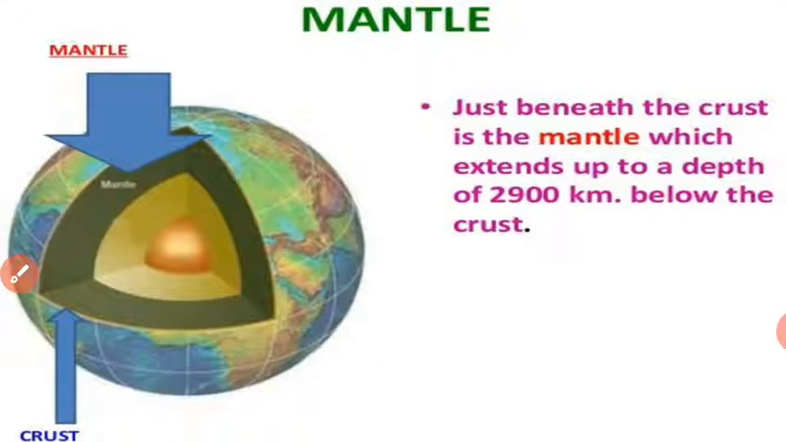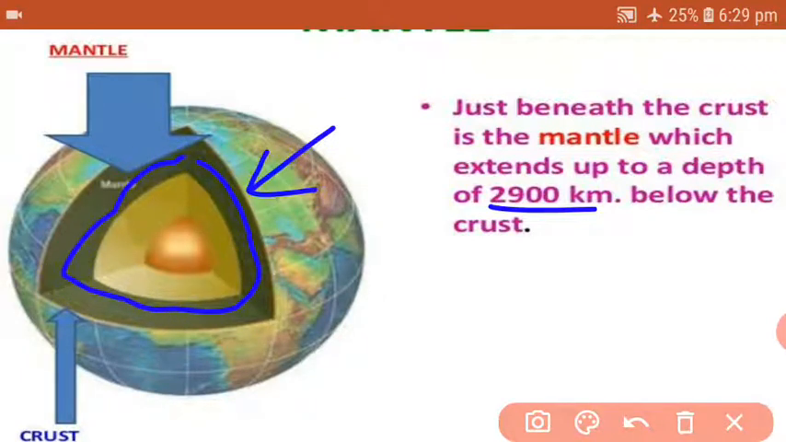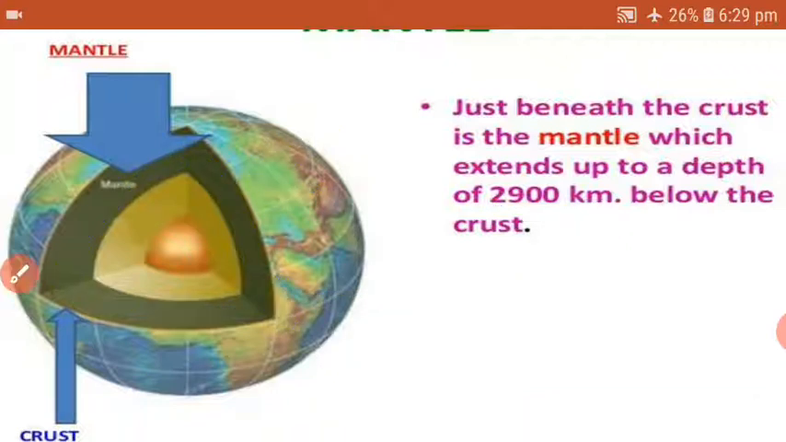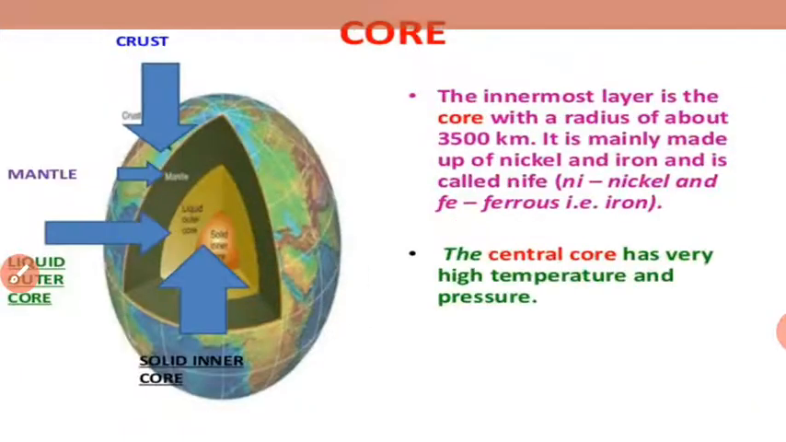We find information about the mantle also. Just beneath the crust there is the mantle, which extends up to 2900 kilometers below the crust. Just below the crust we have another layer, known as the mantle, as shown with a different color in the picture itself, and it has a depth of 2900 kilometers below the crust.